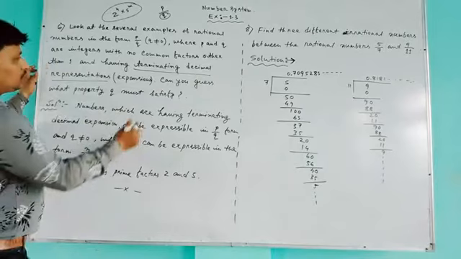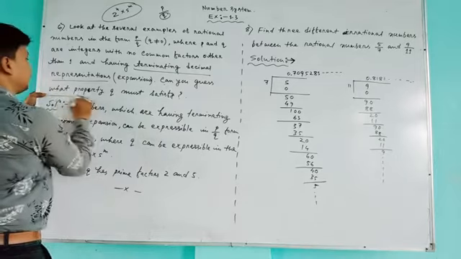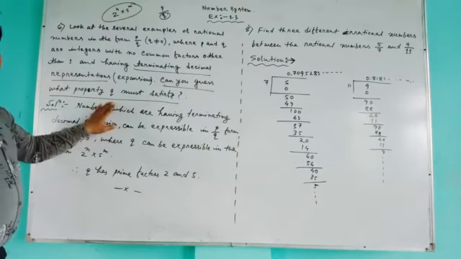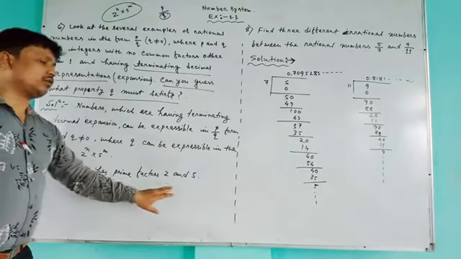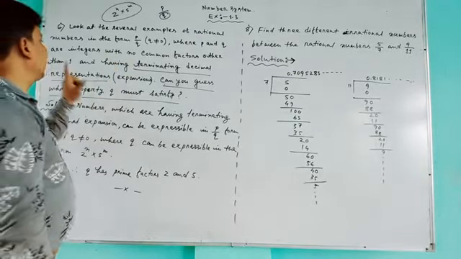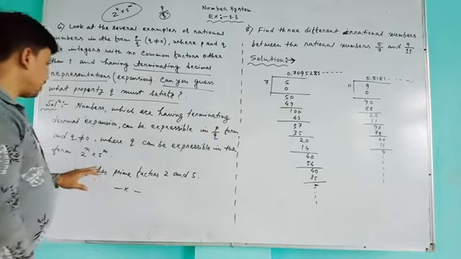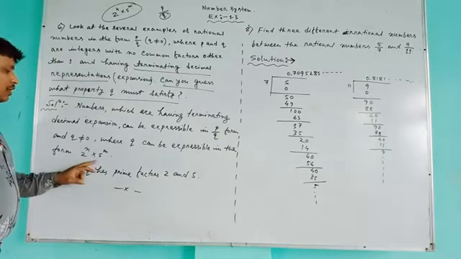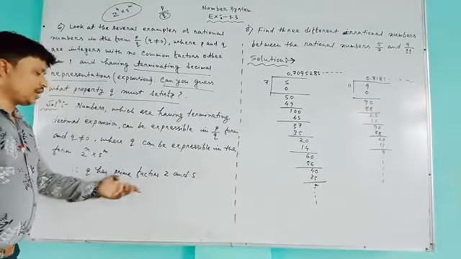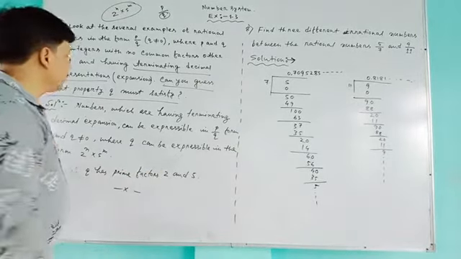And what is written in the question? Can you guess what property q must satisfy? What is the property? The property is that q has prime factors 2 and 5, because numbers having a terminating decimal expansion can be expressed in the form p by q, where q can be expressed as 2 to the power n into 5 to the power n. Q has prime factors 2 and 5. It is the property.